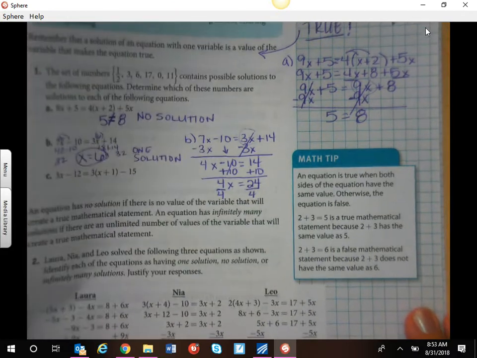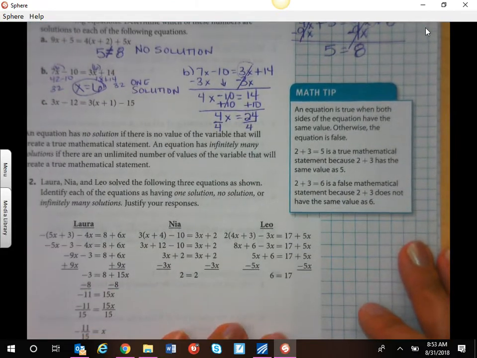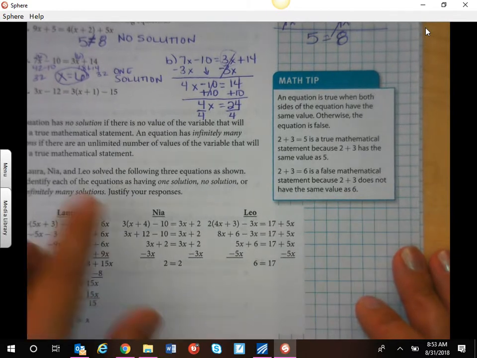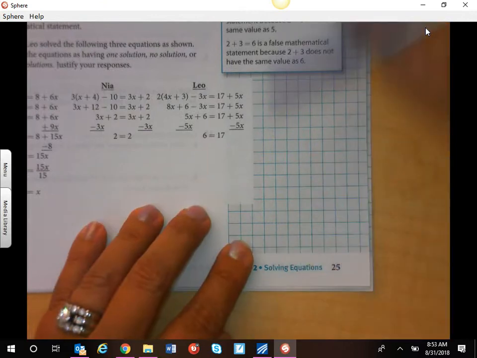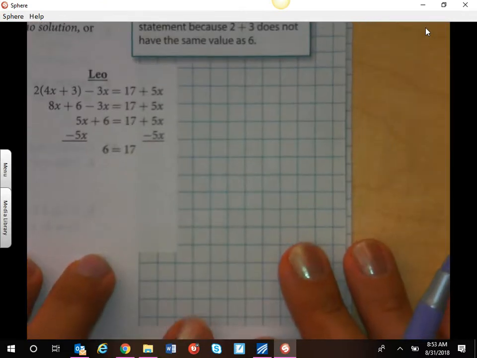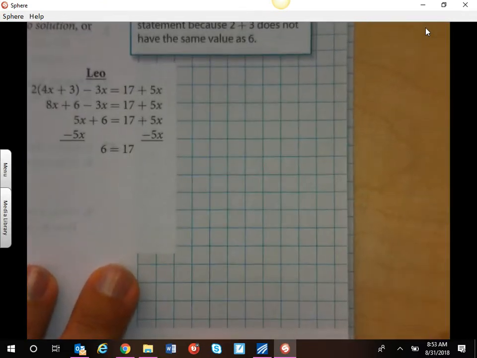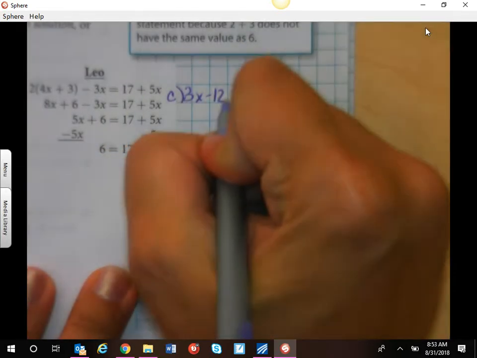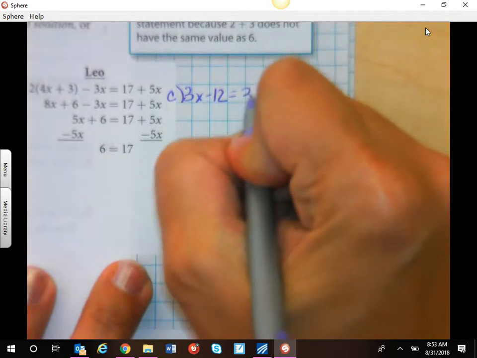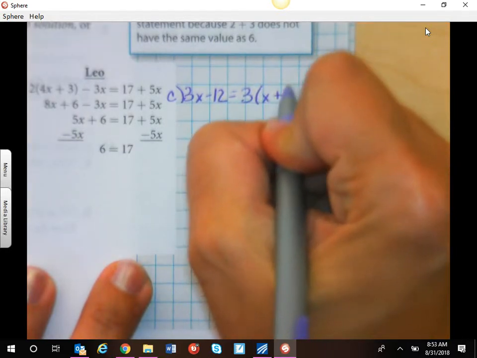So let's look at C. We've looked at no solution and we looked at one solution. C looks like we're going to have to do all of our steps. I'm going to move down here so you can see my work. Again, make sure that you're writing it correctly. So I'm going to write 3x minus 12. And you can do this in your journal, of course, if you feel like that's more space for you.